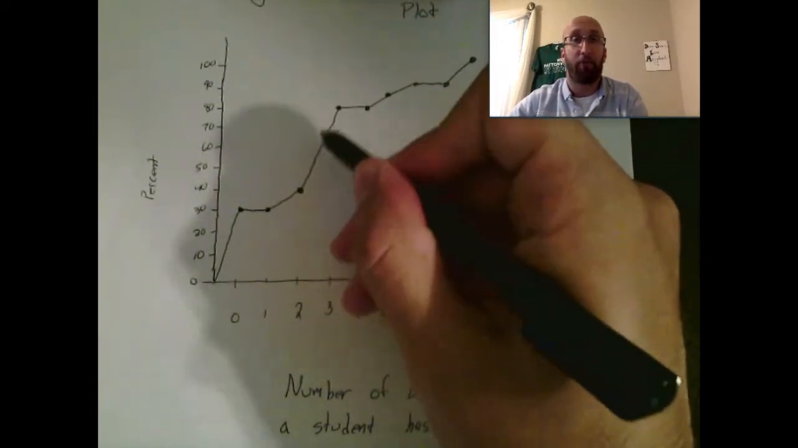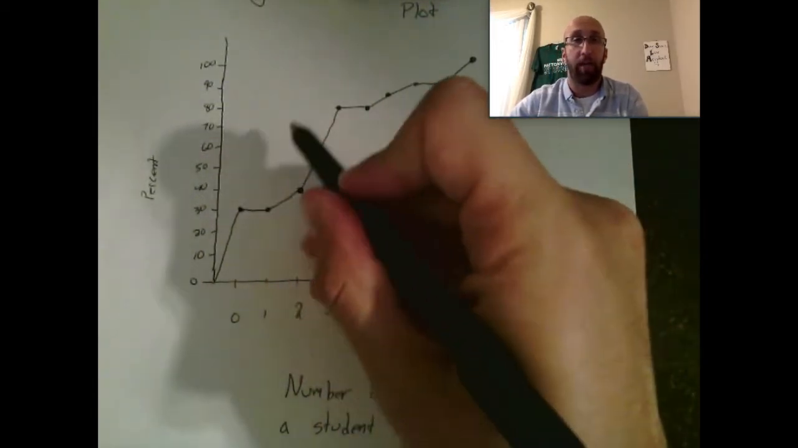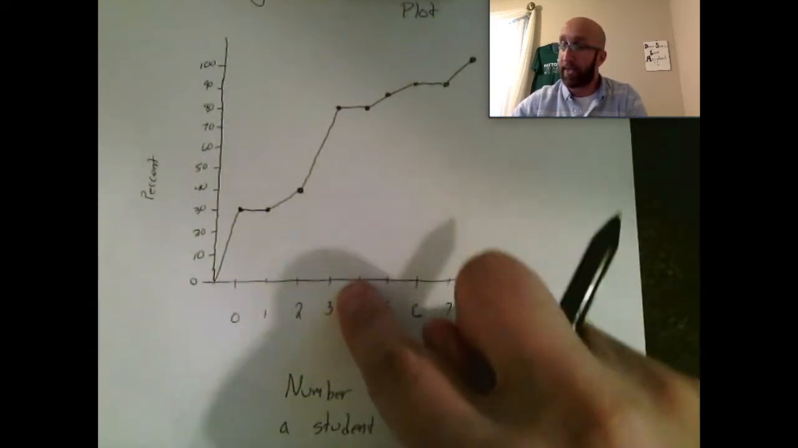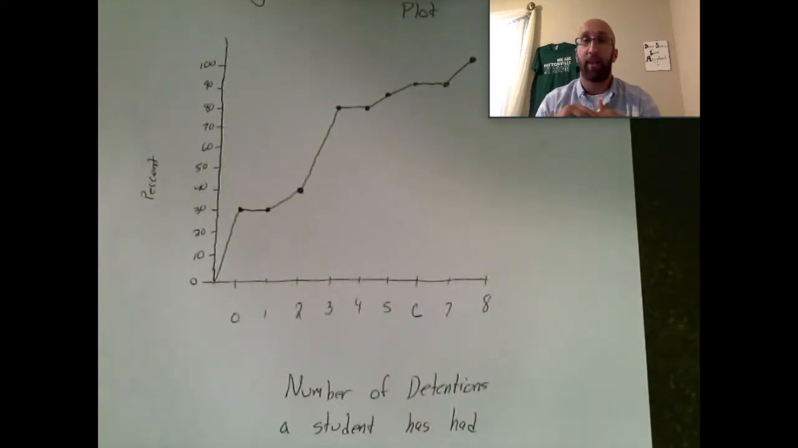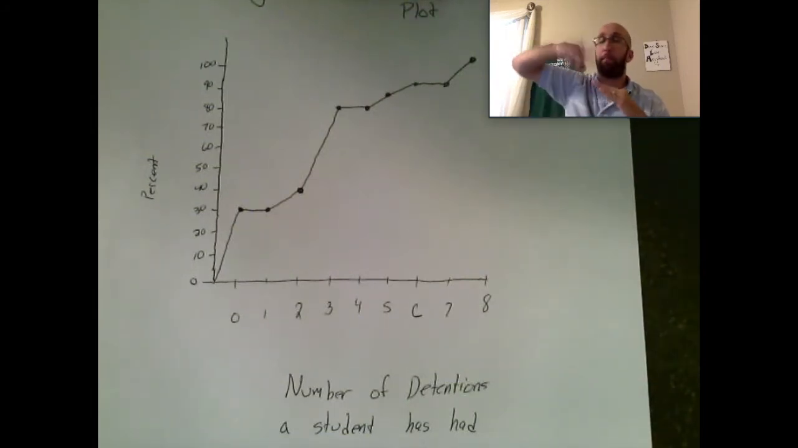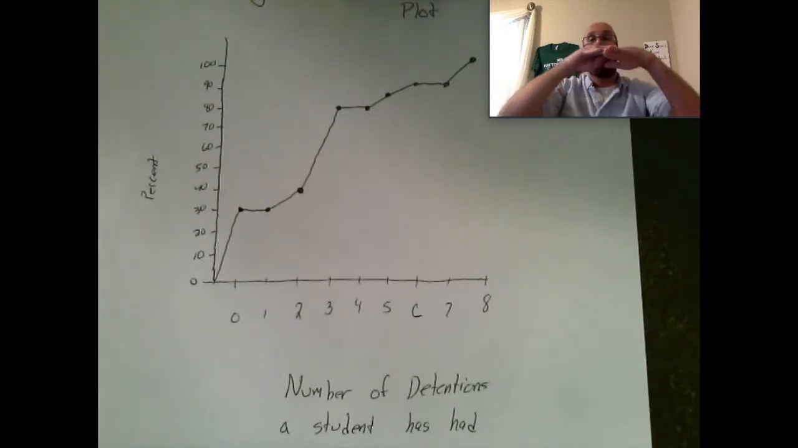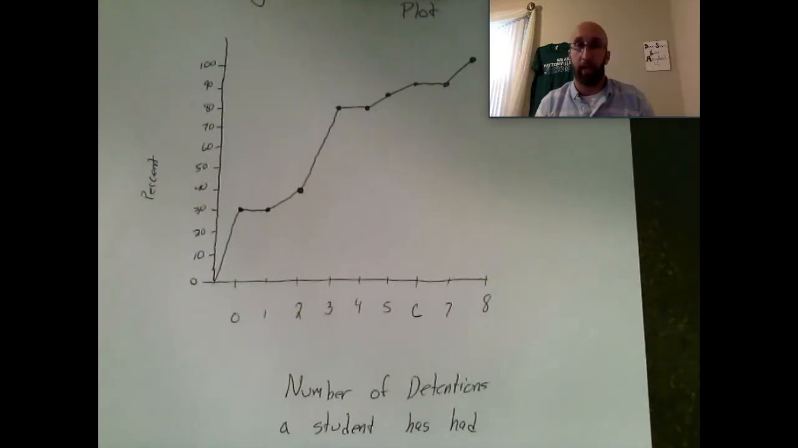So what we have here is when we went from 2 to 3, we already did this calculation. That's a 40% jump. I went from 40 to 80. So 40% of my data is at the 3 detentions, okay? So huge increases on the slope there represent a lot of data. Flat represents no data, okay?